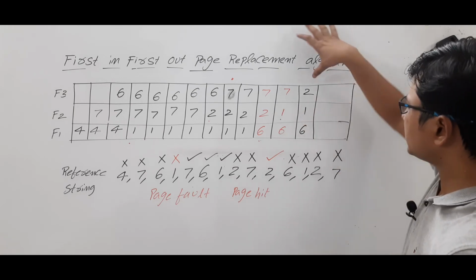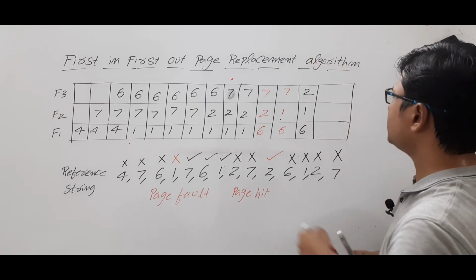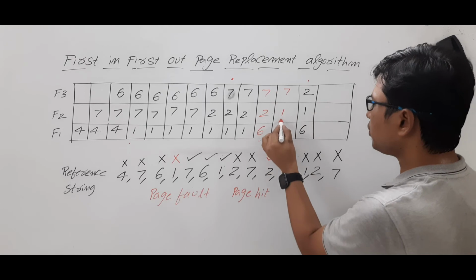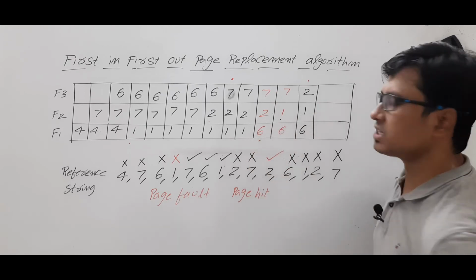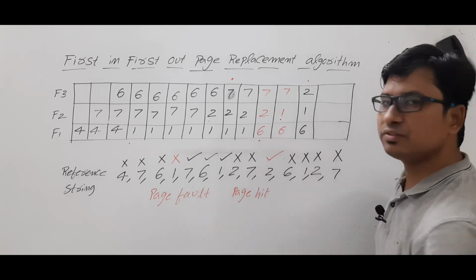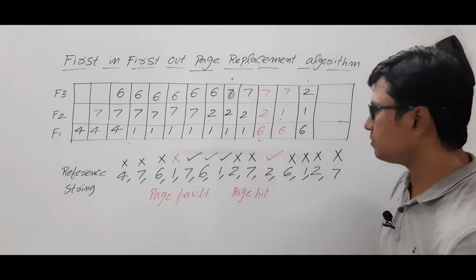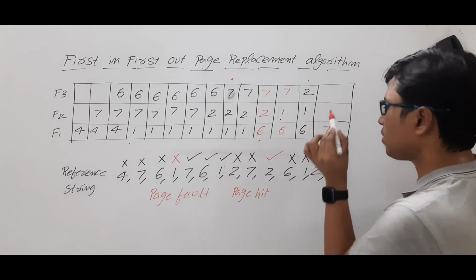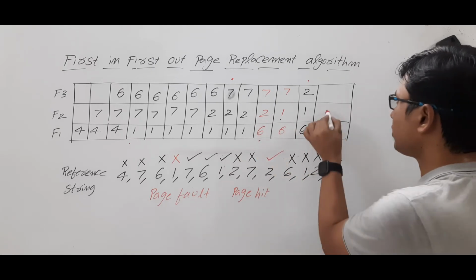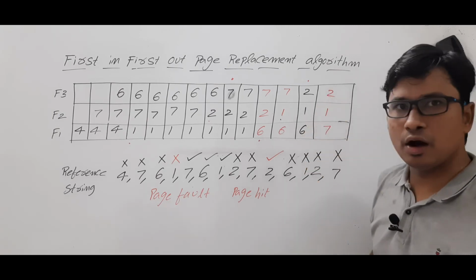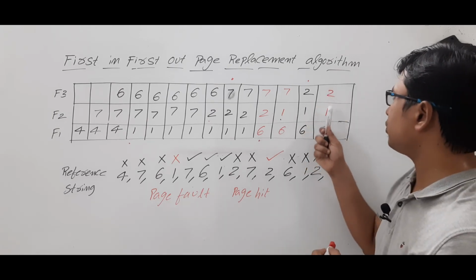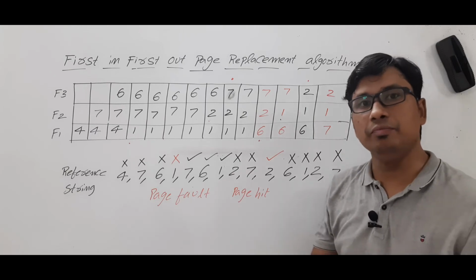Okay, now look at here. Page number 2 is in here, page number 1 is in here, page number 6 is in here. So which was in first? 6. So that is the victim page that you have to swap out, and page number 7 will be swapped in. At last you have page number 7, page number 1, page number 2 in the main memory.